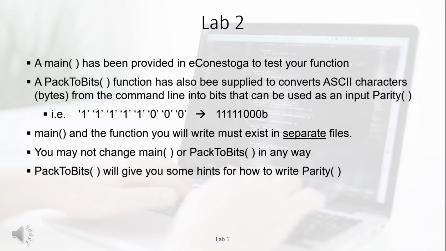So each character is a byte. It's going to be packed down into a bit. So if you have 8 bytes, it's going to be packed into 8 bits, in binary. The main and the function that we're going to write, the parity.h and parity.cpp, must be in different files, just like in lab 1. You can't change pack2bits or main in any way.